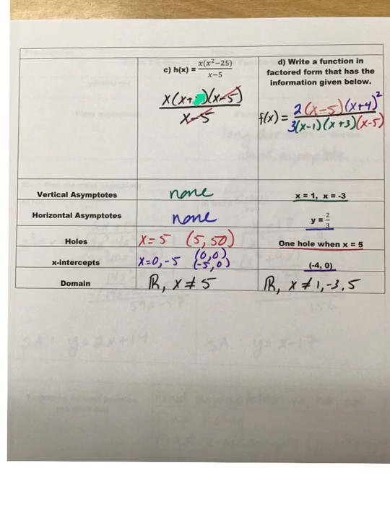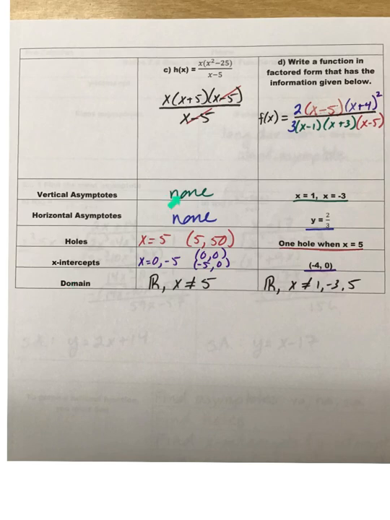X-intercepts, well, when does the numerator equal 0? Well, that would be when x equals 0 or when x equals negative 5. So my x-intercepts are (0, 0) and (negative 5, 0). Remember, x-intercept, the y value is always 0.